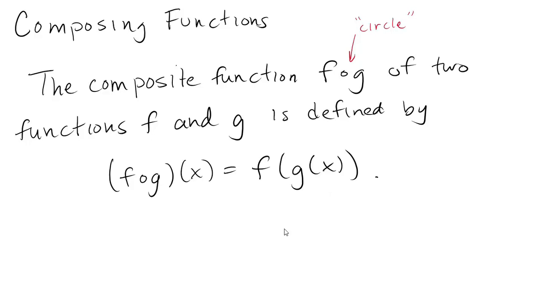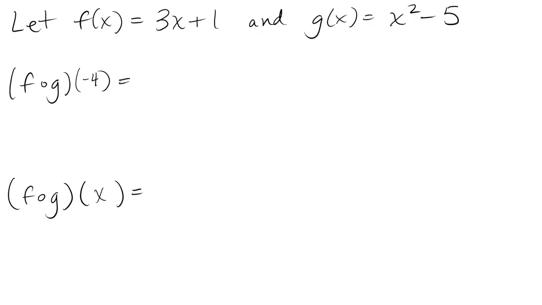We've already done something like this for difference quotients where we're plugging a plus h or x plus h in for the input variable. Let's do a specific example. Let f of x equal 3x plus 1 and g of x equal x squared minus 5. Let's find f circle g of negative 4.